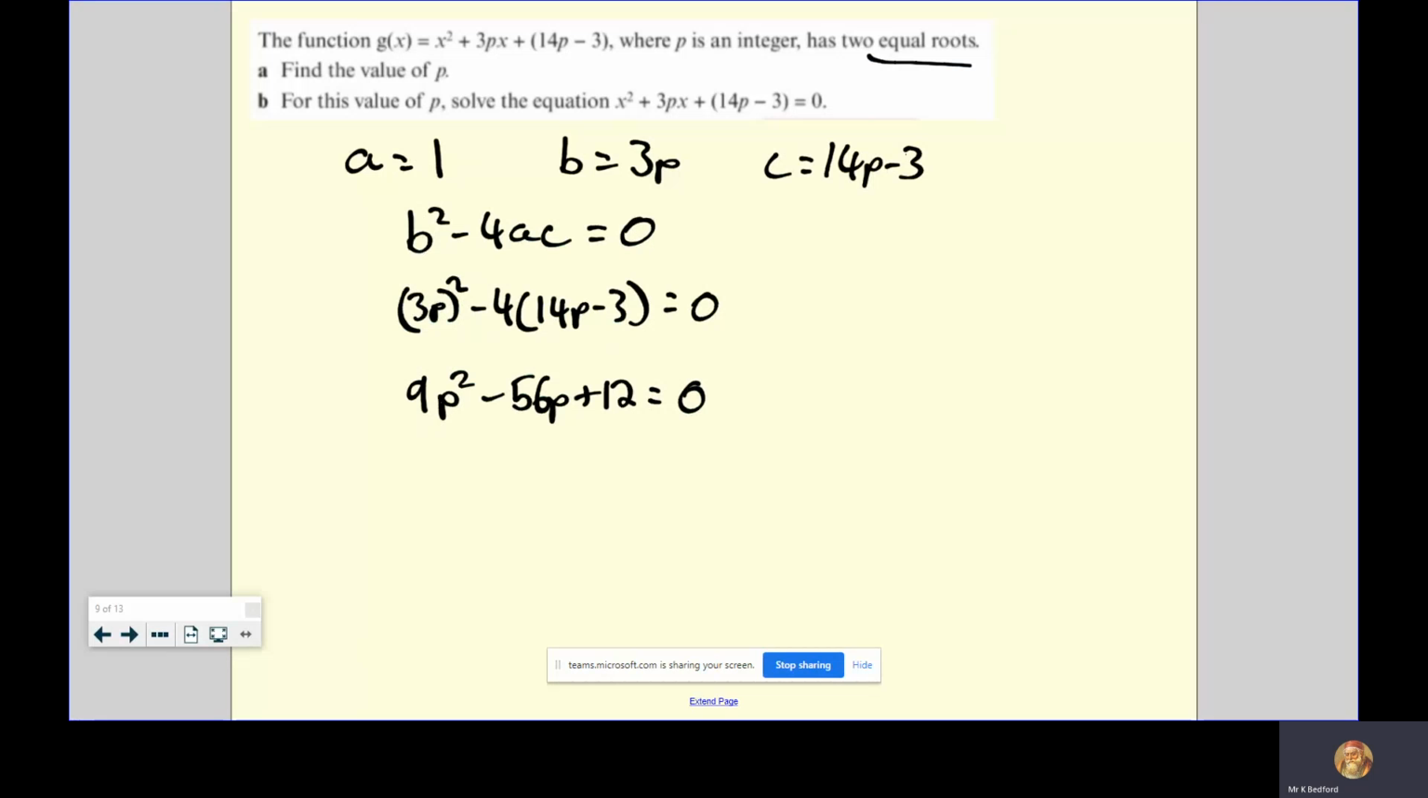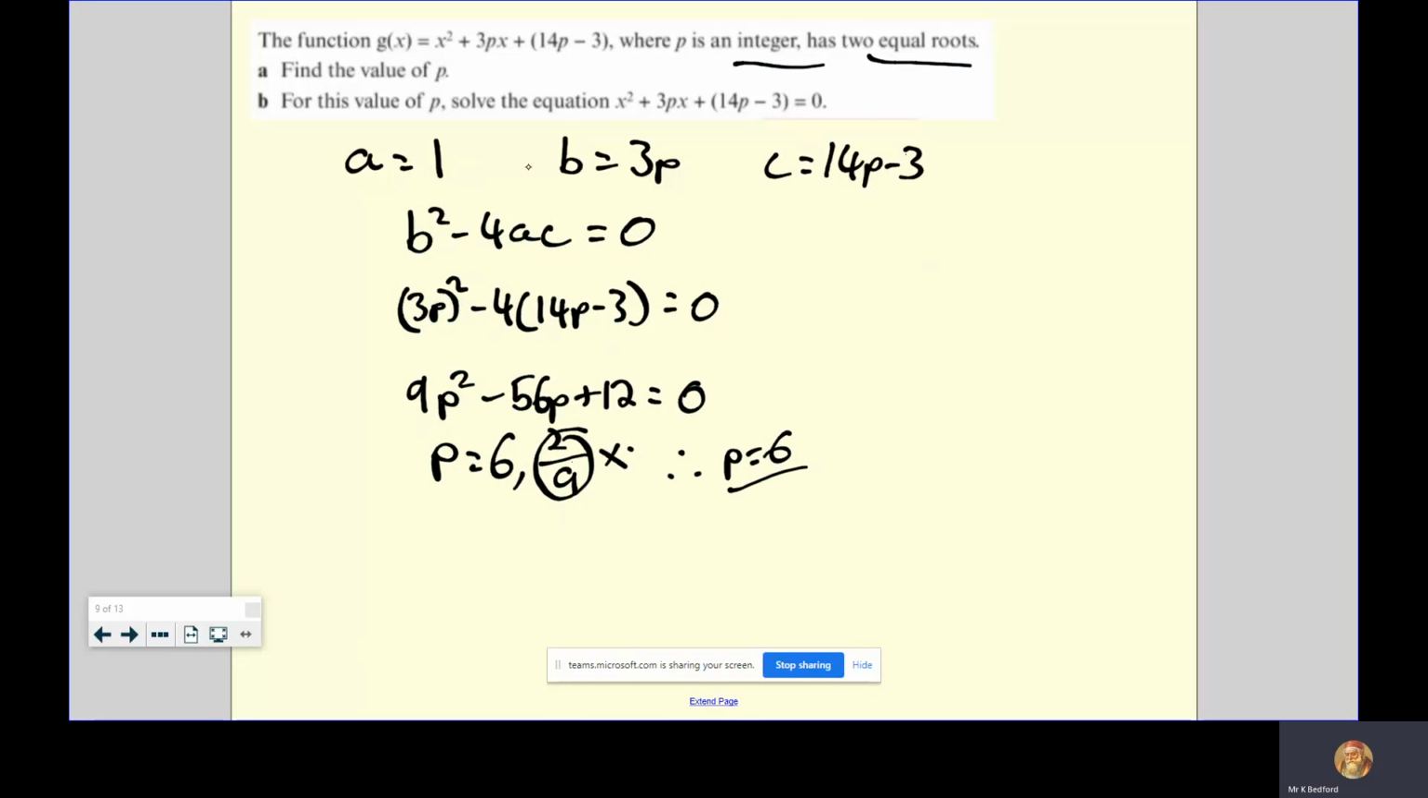So on your calculator, equation, I want a polynomial and it's a degree of 2, where it's 9, negative 56, and 12. That's going to give me a p value of 6 and of 2/9. It tells me that p is an integer, so therefore I don't need this one here, so I can just say that p equals 6. That would be part A.